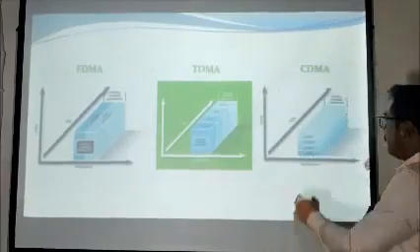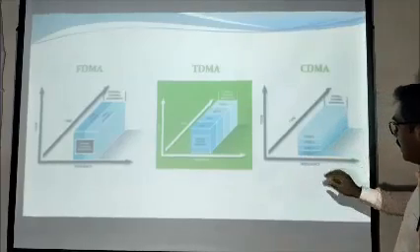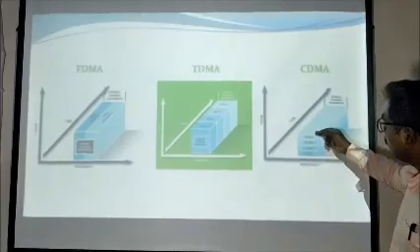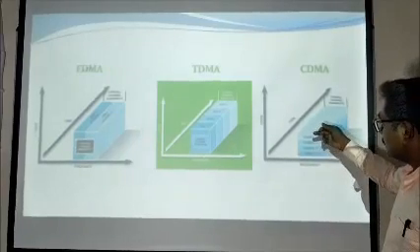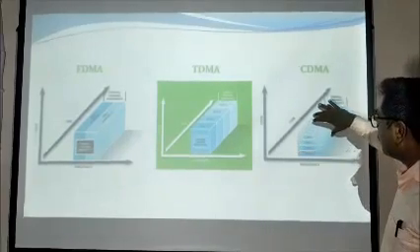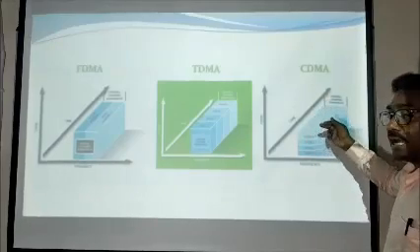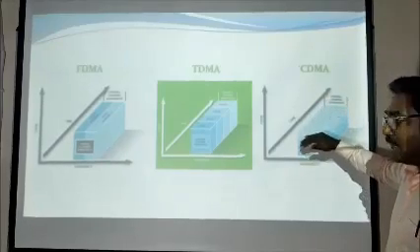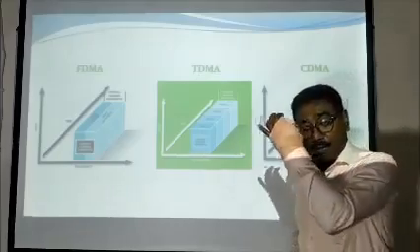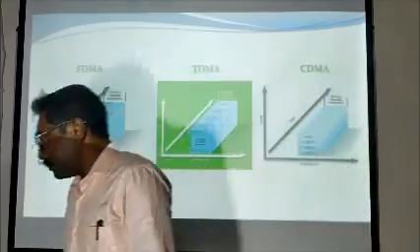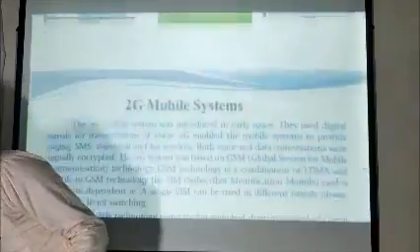Whereas in the case of time division multiple access, what happens? The time is divided into different slots. In each slot, suppose someone is using this complete frequency, then the other has to wait for its period. After completing the period, the next one can use the same bandwidth or same frequency. So this is about the first generation.